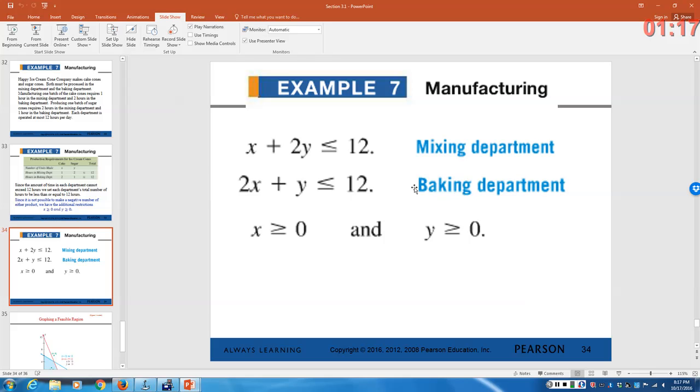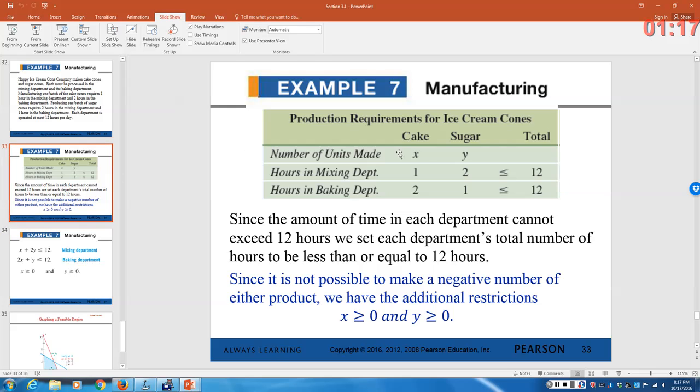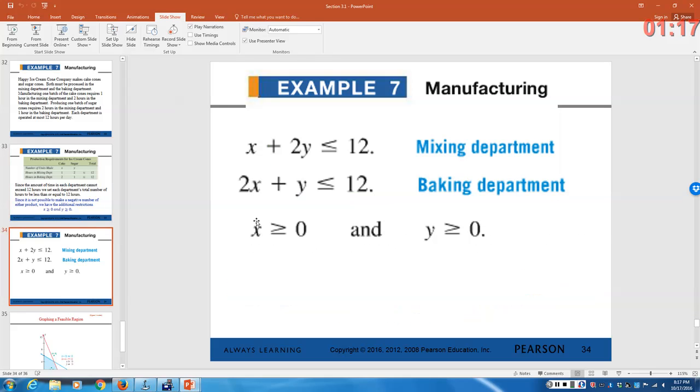So your two variables are the number of sugar cones and the number of cake cones. X is the cake cones, Y is the sugar cones, as it says here. This is your system of equations for that problem. We need to graph that system of equations.